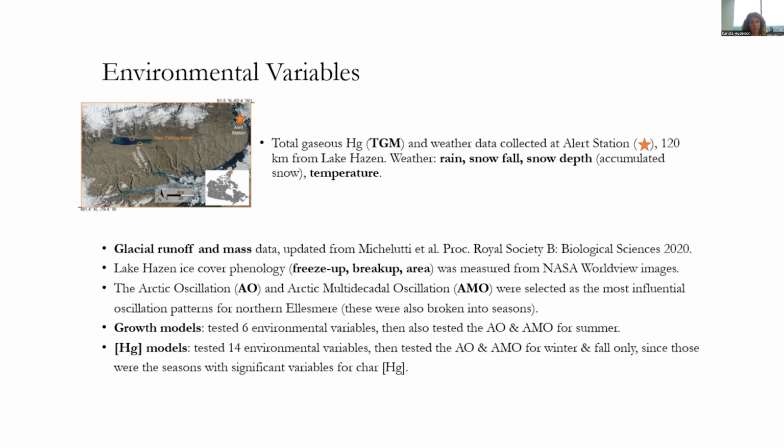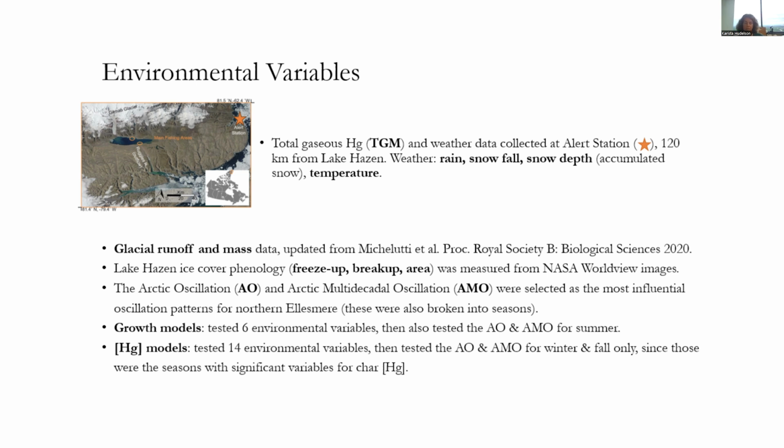So for Lake Hazen, because it is so close to the Alert station, which is a station for atmospheric mercury modeling as well as a weather station, we had a lot of data available to us to incorporate into our models for fish mercury concentrations. So we took advantage of the total gaseous mercury concentrations and that weather data, and we broke that into different seasons. So we followed in the footsteps of Dr. Steffen and broke the data set into seasons based on spring, summer, winter, and fall.